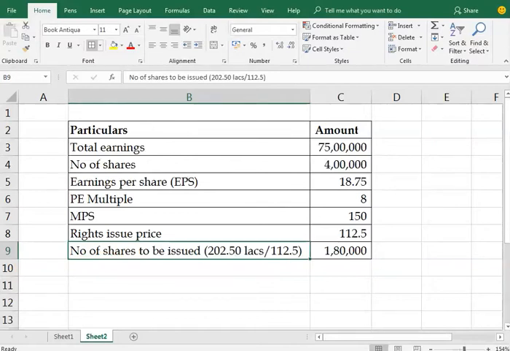Can we proceed? Okay, now please listen. Part 4 is asking for the ex-rights price. If I have to do the ex-rights price, it is 4 lakh shares into 150 plus 1,80,000 shares into 112.5, divided by 4 lakh plus 1,80,000. This is what I have told you. Now there are going to be changes to this. Now I'll explain.